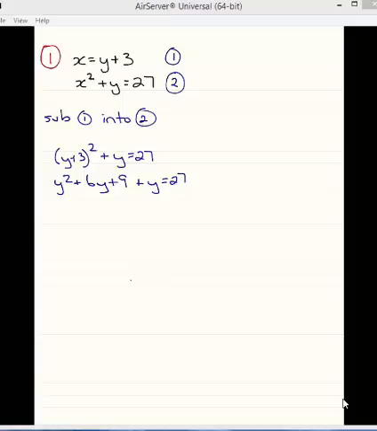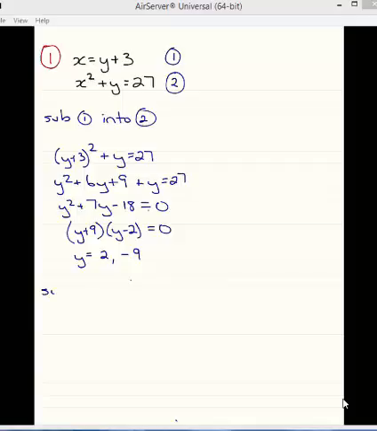Now we have a quadratic, so we're going to collect the like terms. And now we're going to factorise to find our solution. So y squared plus 7y minus 18 is going to factorise to y plus 9, y minus 2. What that tells us is that y is equal to 2 or negative 9. So we've got two possible solutions for y. We need to substitute both of those back in to get solutions for x.